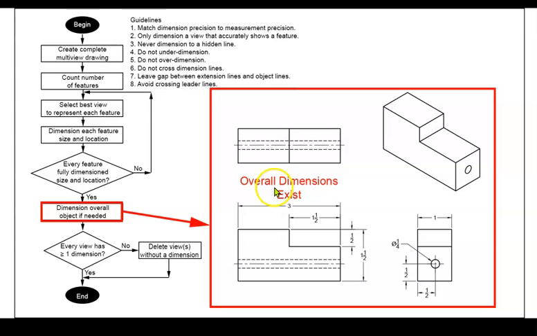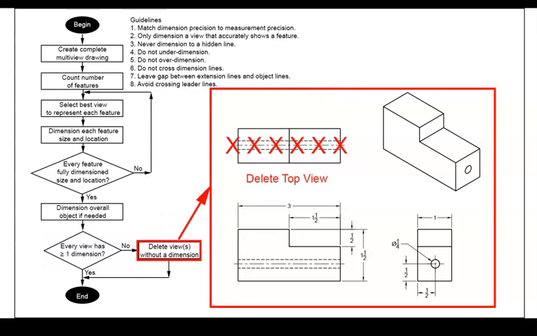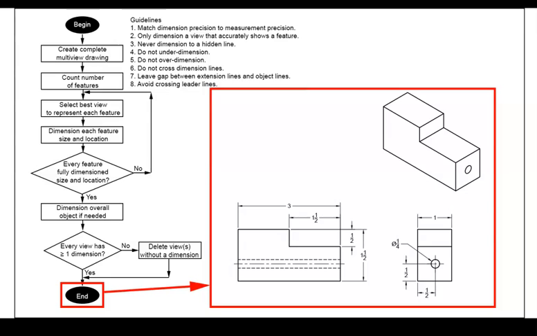So we have all the overall dimensions, but we notice here that the top view has no dimensions. So you know what? We don't need it. We can just erase that or delete it if we're using our CAD software. So go ahead and get rid of that top view, and there's our finished product. This is a final, true, fully dimensioned object. So this is what your object needs to look like. This is how we know that we have fully dimensioned something. This is our flow chart.